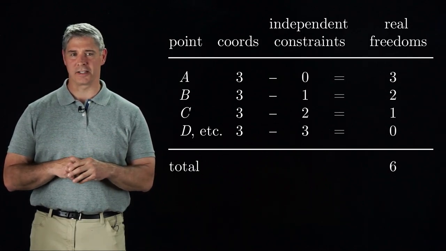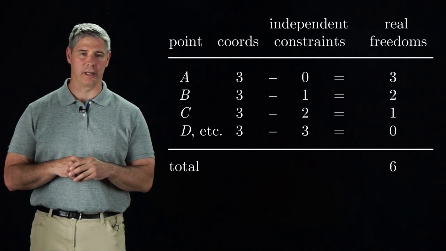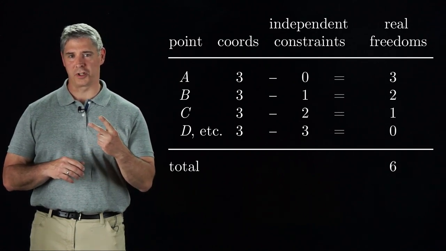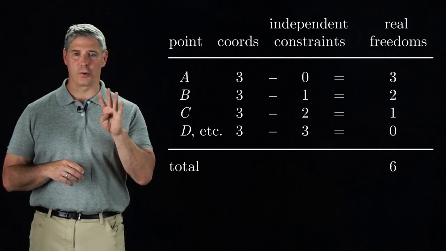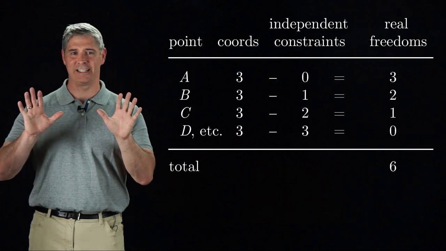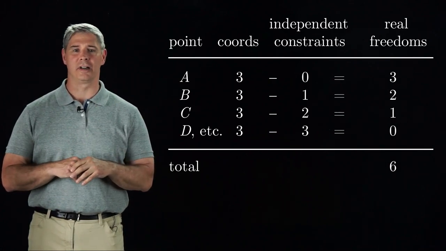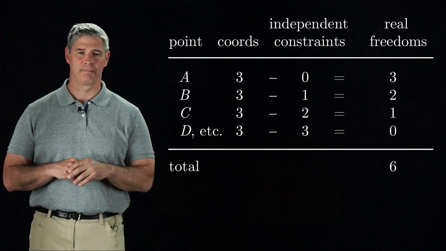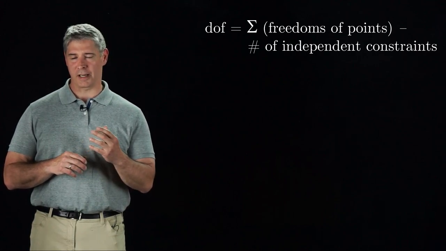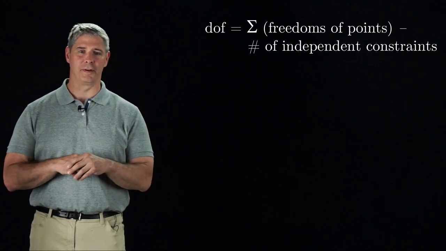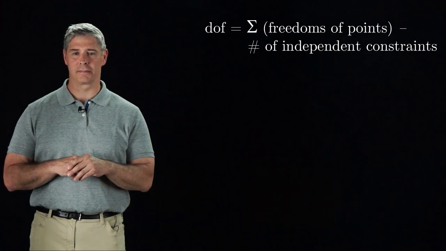We could use the same process to learn that a rigid body in a two-dimensional plane has 3 degrees of freedom, 2 of which are linear, and 1 of which is an angle. We could even study a rigid body in 4-dimensional space and learn that it has 10 degrees of freedom, 4 of which are linear and 6 of which are angles. We can summarize what we've learned in this video with the following general rule, which holds for any system, not just rigid bodies. The dimension of the C space, or the number of degrees of freedom, equals the sum of the freedoms of the points minus the number of independent constraints acting on those points.